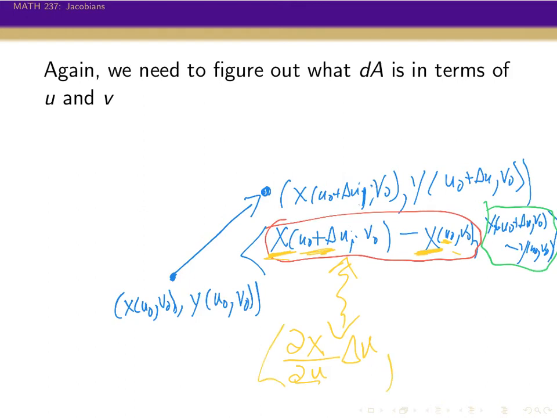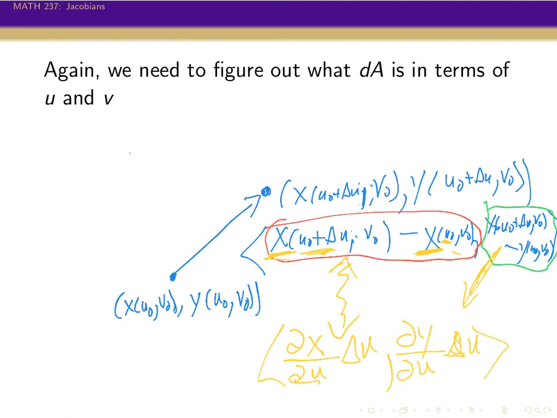And then similarly, from here, this is y of u naught plus delta u, comma v naught, minus y of u naught, comma v naught. So this is becoming delta y over delta u. And again, there's no denominator there, so we're multiplying by delta u. Okay.